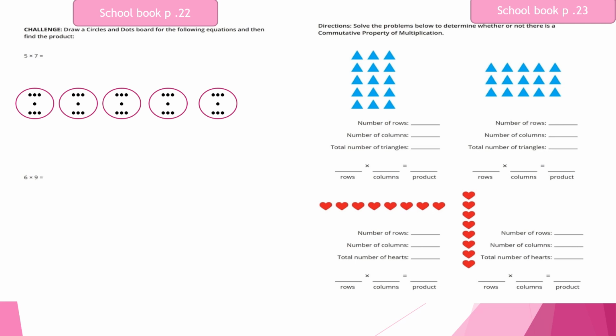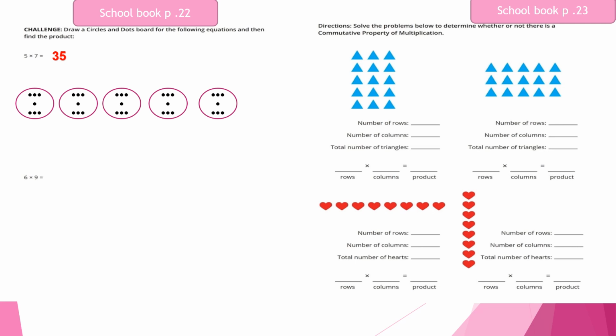So I will take one number for the number of groups and another number for the dots. So I choose 5 for groups. There are 5 groups. Inside each group I have 7. So 5 times 7, 35. Here 6 times 9.